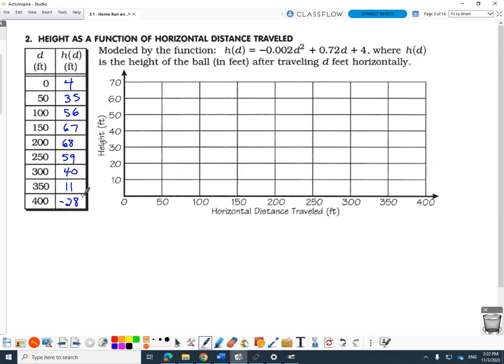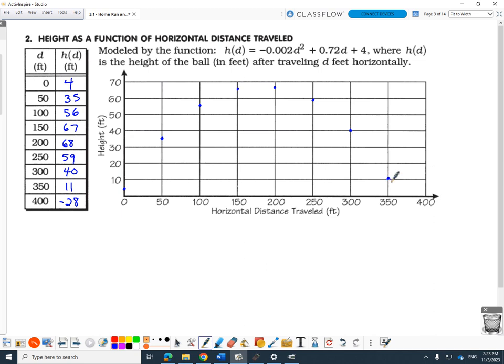0, 4, 50, 35, 100, 56, right about there. 150, now 67, right about there. 200, comma 68, that's a little higher. And then 250 all the way down to 59. 300 down to 40. 350 down to 11.